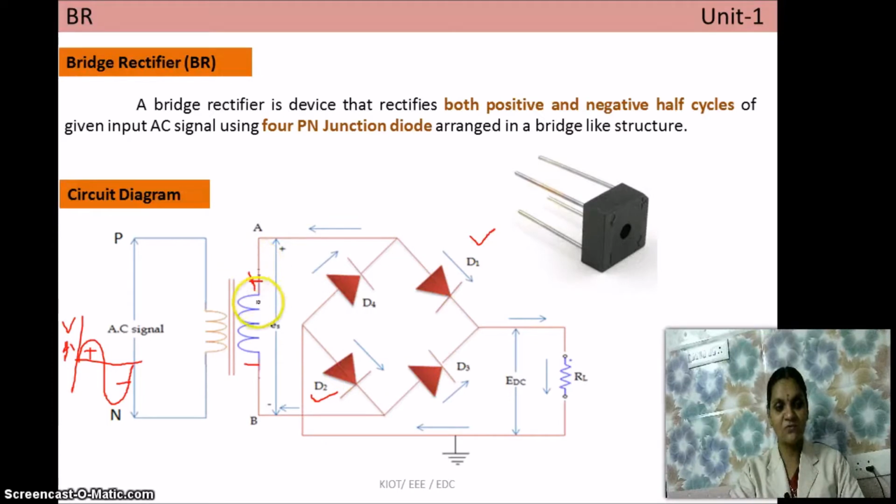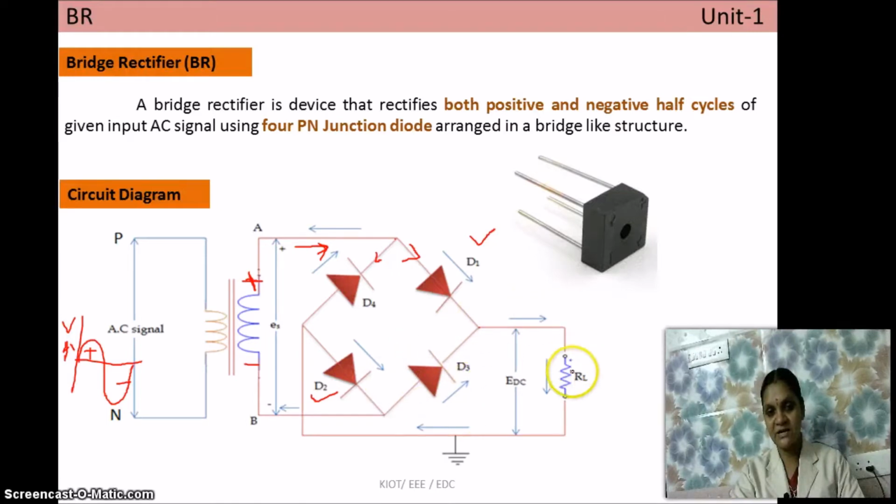See the current flowing direction. The current starts to flow from the positive polarity, in this direction during the positive half cycle. Here the current reaches one junction. This diode is reverse biased, so the current does not prefer this path. The current flows in this path. So the current starts from terminal A, takes the diode D1, and here again is another junction. This diode is reverse biased, so it won't flow.